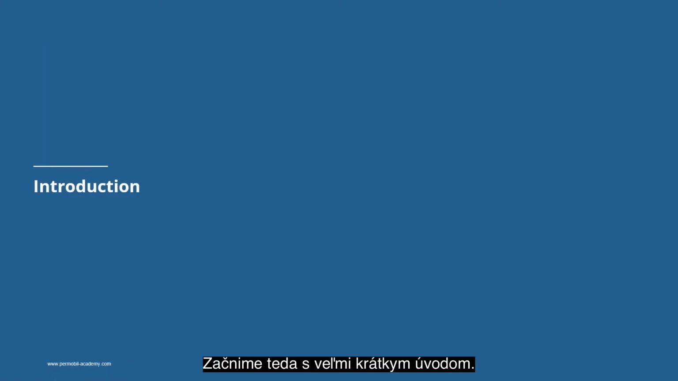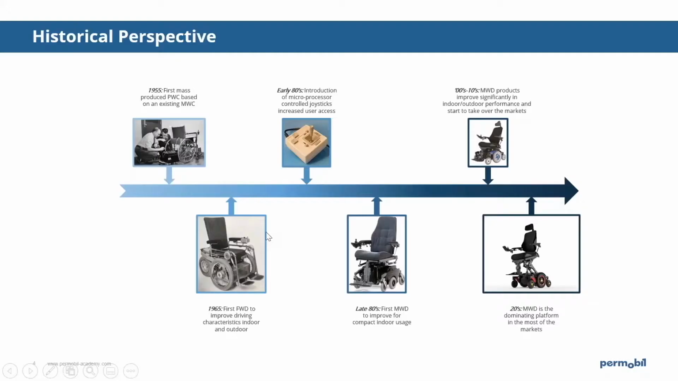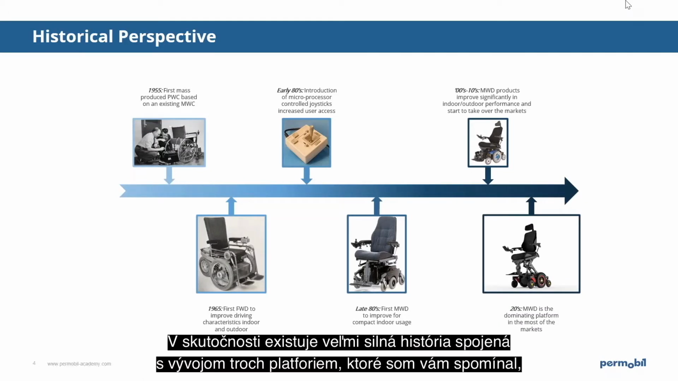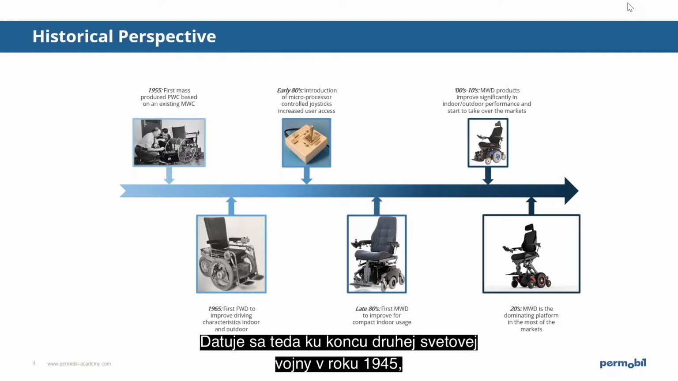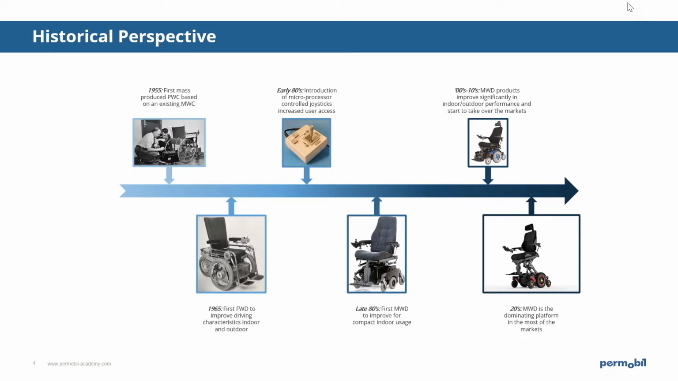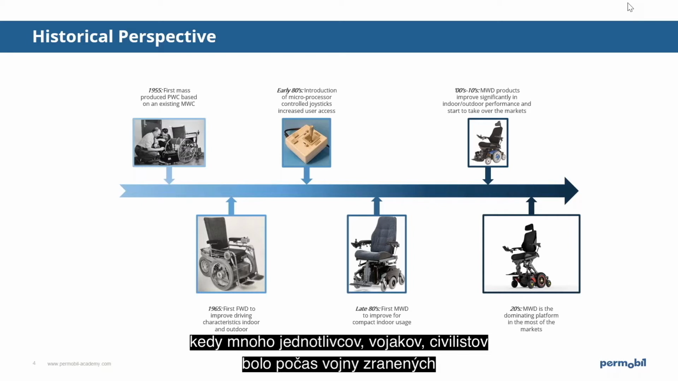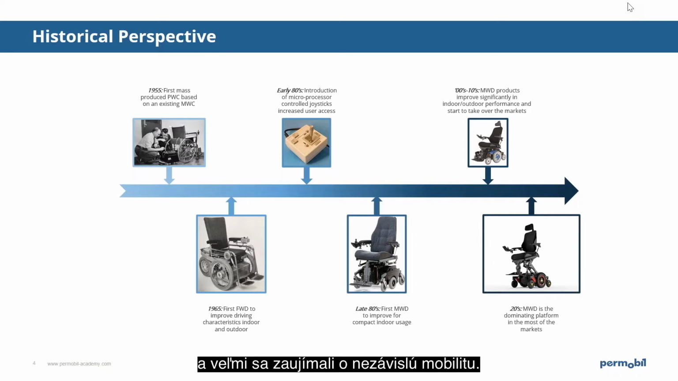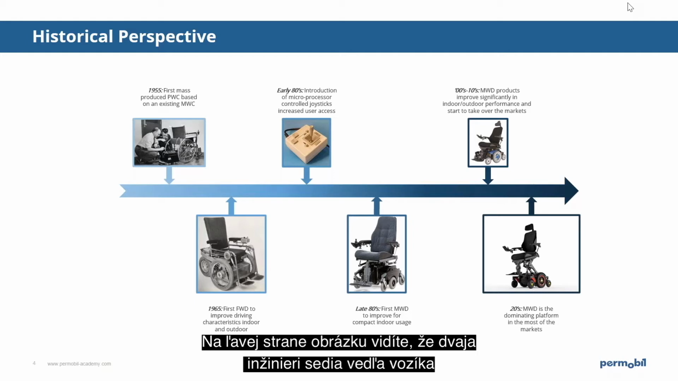So let's get started with a very short introduction. There's actually a very strong historical perspective in those three platforms that I already mentioned. It's basically after the Second World War, when that war ended in 1945, a lot of individuals, soldiers, but also civilians, were injured during the war and had high demands for independent mobility. So far, there were only manual wheelchairs. And in the picture at the left, you see two engineers sitting next to an Everest and Jennings wheelchair, trying to figure out how to build it into a power wheelchair.